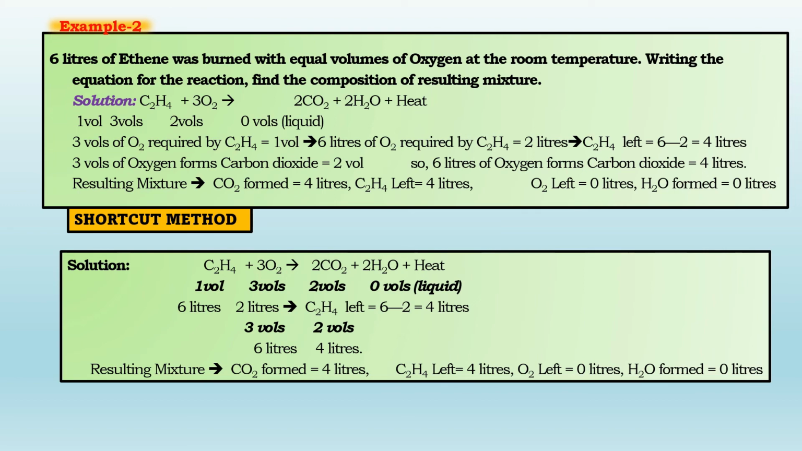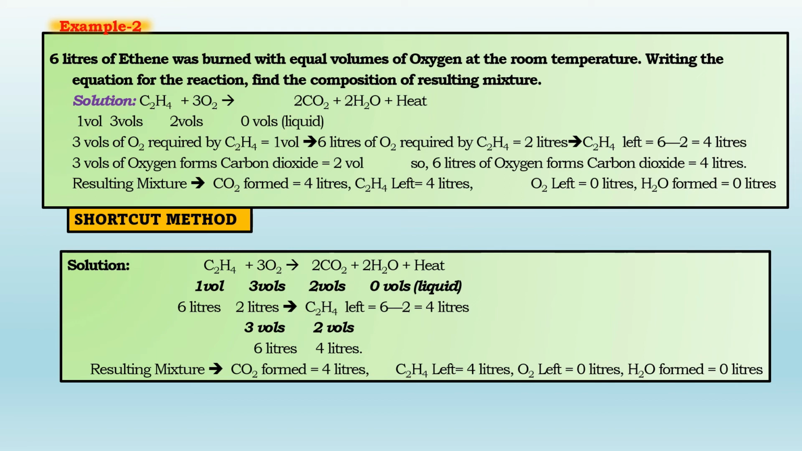Now 3 volumes of oxygen requires ethene, that is 1 volume. So 6 liters of oxygen is required by ethene is equal to 6 divided by 3, that is equal to 2 liters. So ethene left is how much? Ethene left is 6 minus 2 liters used. So ethene left will be 4 liters.